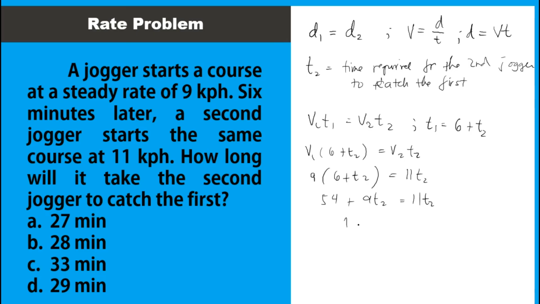So you have 11 t sub 2 minus 9 t sub 2 is equal to 54. So we have 2 times t sub 2 is equal to 54. We divide both sides by 2, so t sub 2 is 27. So the time it requires for the second jogger is 27 minutes.